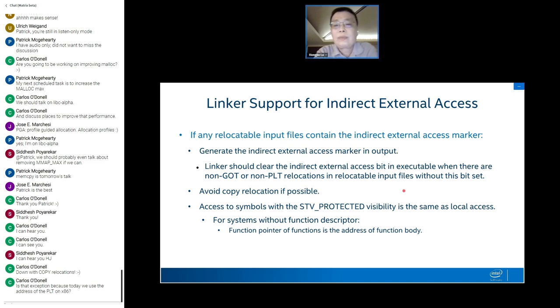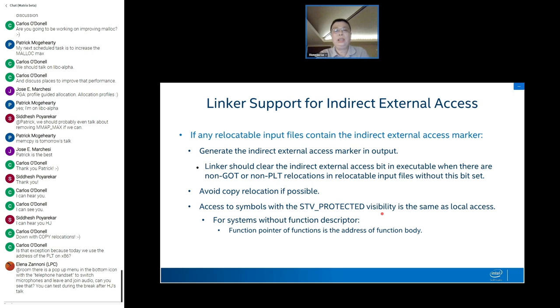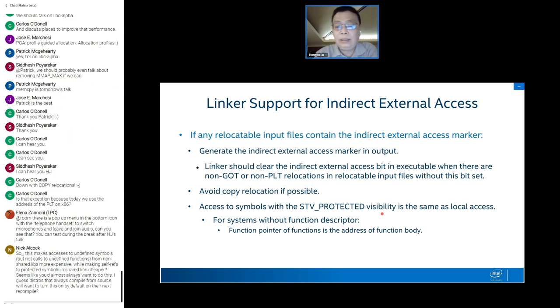And the linker support will check all the input and generate the proper marker in the output. And the linker can use the GOT and PLT relocation to decide if the indirect external access is followed or not, and also avoid copy relocation and optimize the access to the protected symbol. For the linker support, it has been checked into binutils 2.37.